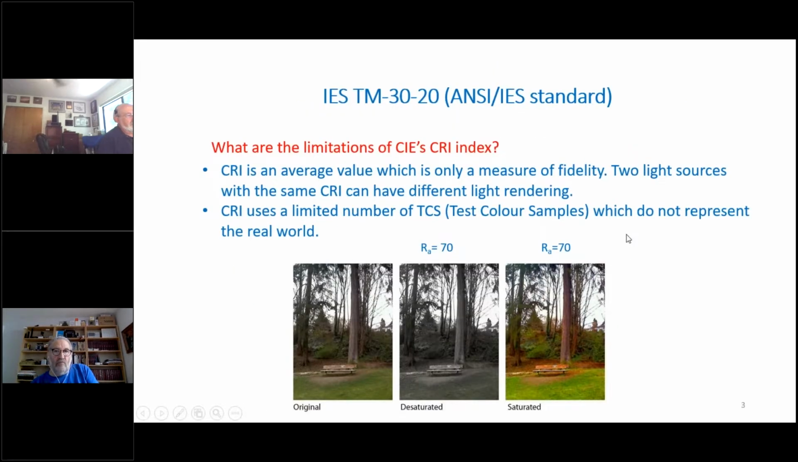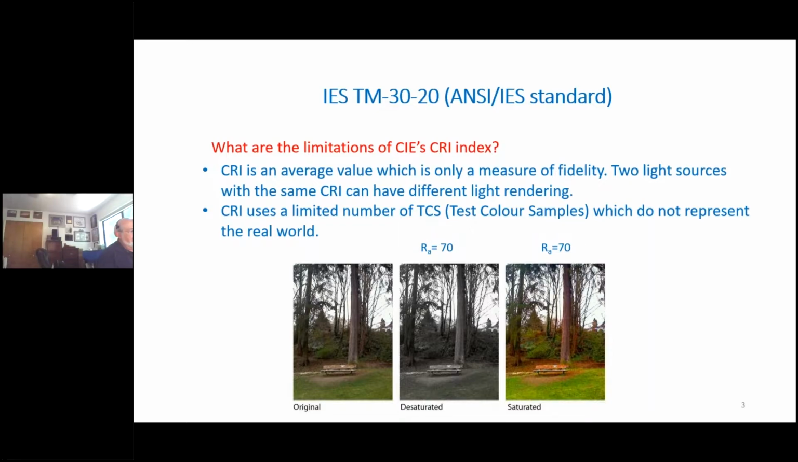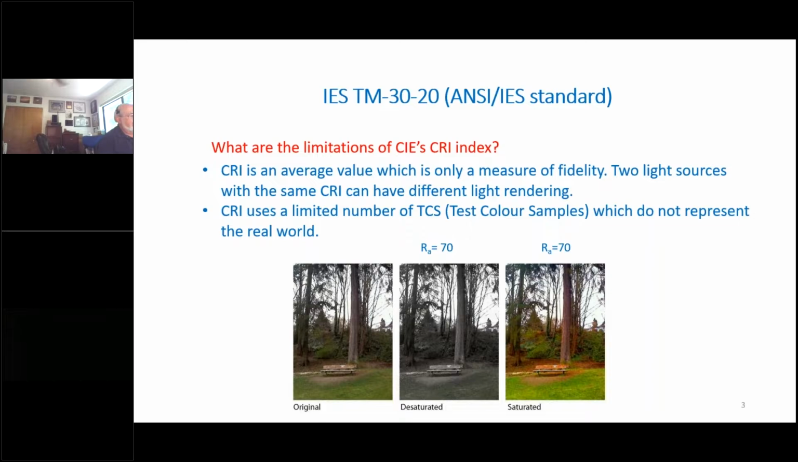So let me start with TM30, IES TM30-20. We know that before we had the CRI index from the CIE, which had the fidelity index Ra, and that was not a complete standard, for the reason that CRI is just an average value which measures only fidelity, and two light sources which have the same CRI could have different light rendering. The picture below shows this.